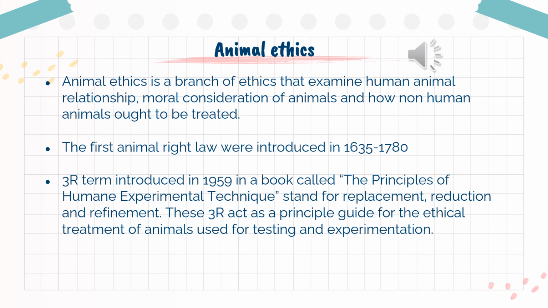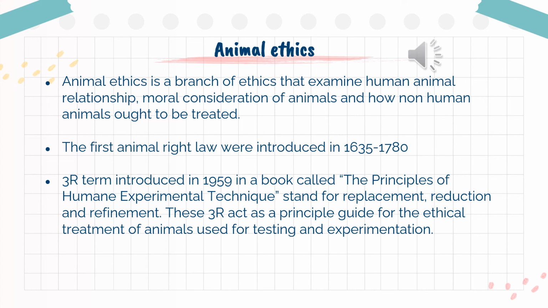The first one is replacement. Avoiding using an animal for testing by switching out the animal for something non-living, such as a computer model, or an animal which is less susceptible to pain in relation to the experiment.